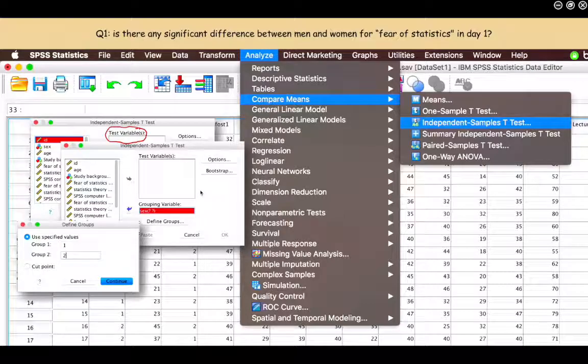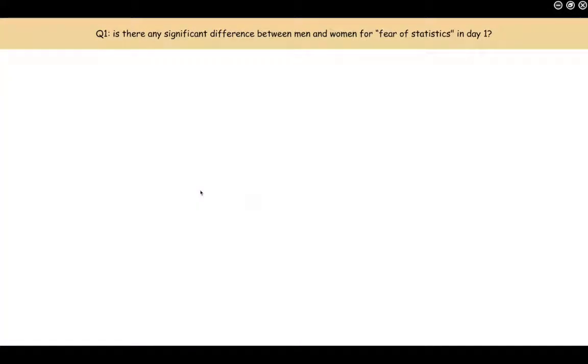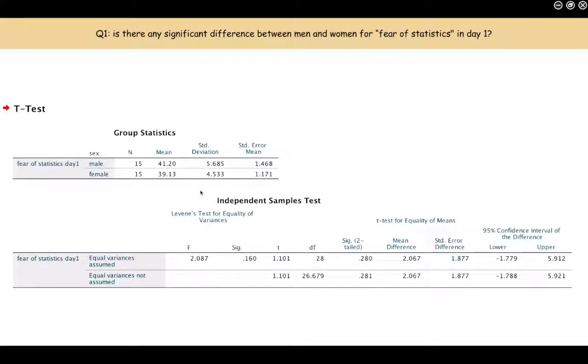Sometimes we have more than two subgroups and we want to compare only two of those groups, so we can use the independent t-test there also. Remember that for the independent t-test, one of the assumptions is a dichotomous categorical variable. And when we add them, we can click OK, and SPSS will give us the results.